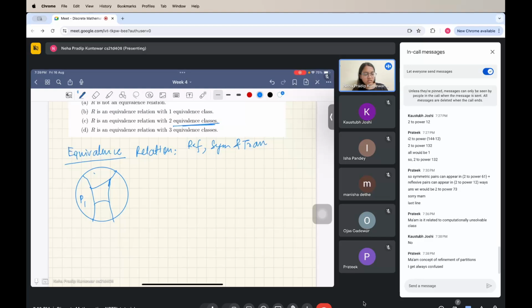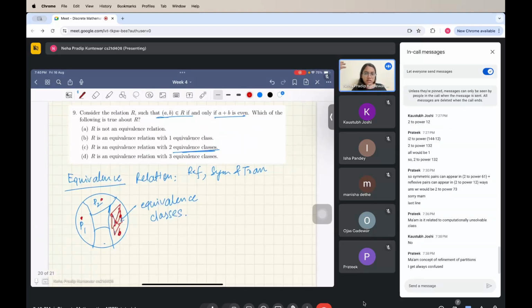Let's say the partitions are p1, p2 and so on. These partitions are what are called equivalence classes. What is the property of this? If you look at any two elements within a class, within a partition, they would always be related. All of these elements would be related, but if you look at elements across the partition, they would never be related. So in this example, what is the number of equivalence classes that you get?